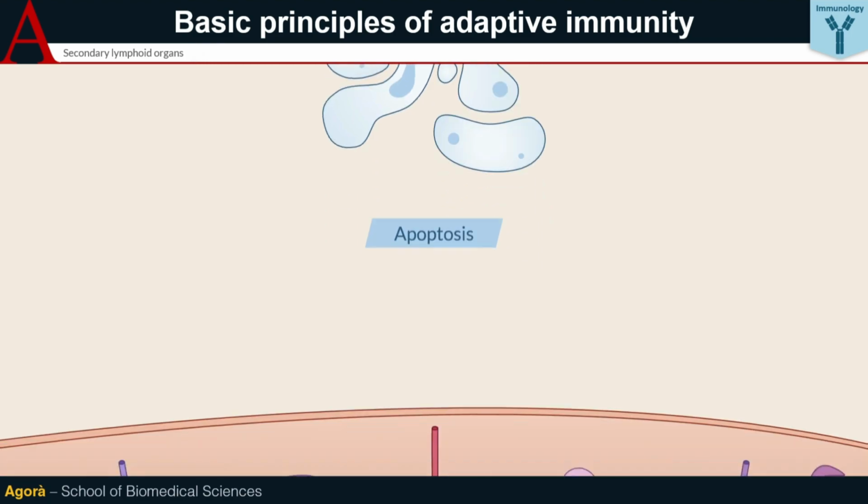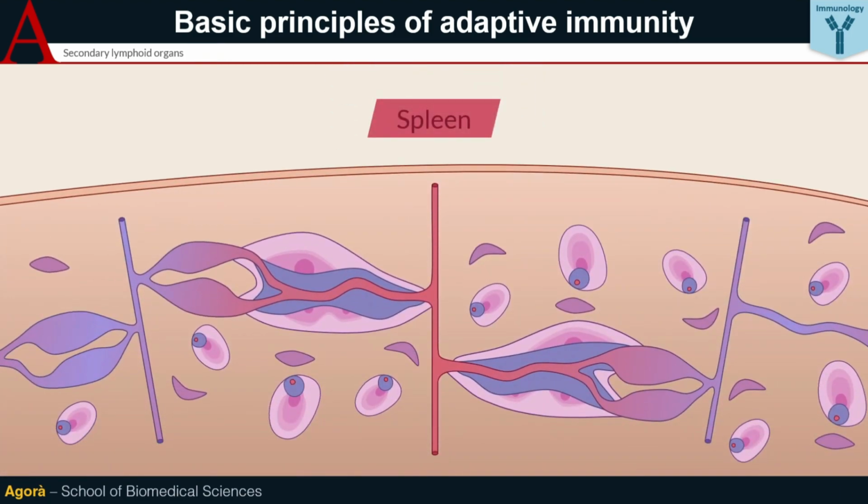The spleen is a secondary lymphoid organ located behind the stomach. It has no connection with the lymphatic system, but it is responsible for monitoring the presence of pathogens directly in the bloodstream. It is therefore important to fight all those pathogens that manage to enter the bloodstream.